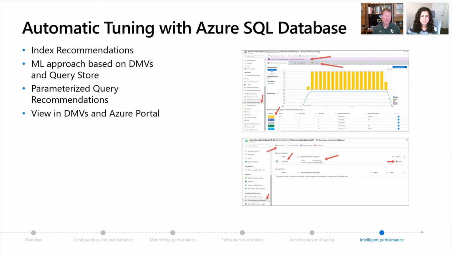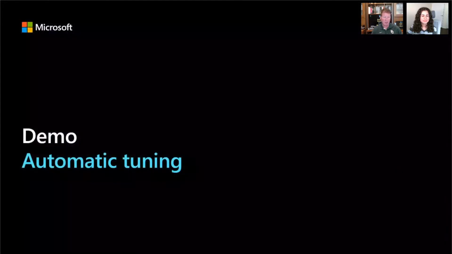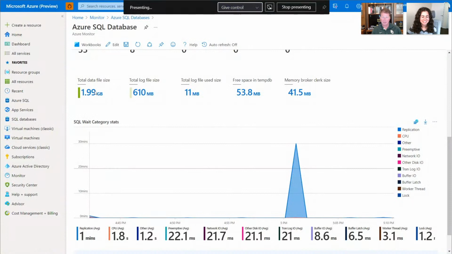Yeah. So we have that capability now called automatic tuning, specifically index recommendations, in Azure SQL Database. I think I should show it to you. Yeah, let's take a look. Okay. So here we go. One more time, the magic of screen sharing. And this time I'm going to go over here. I'm going to go right here.